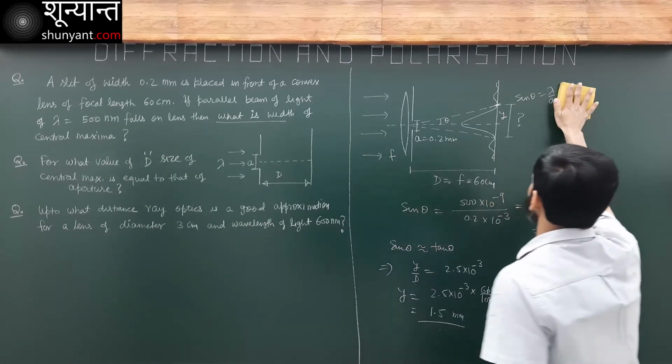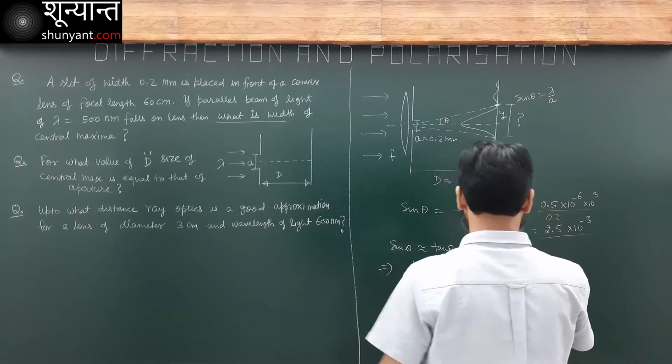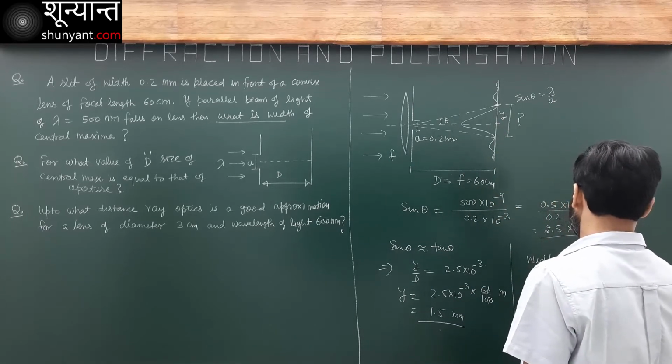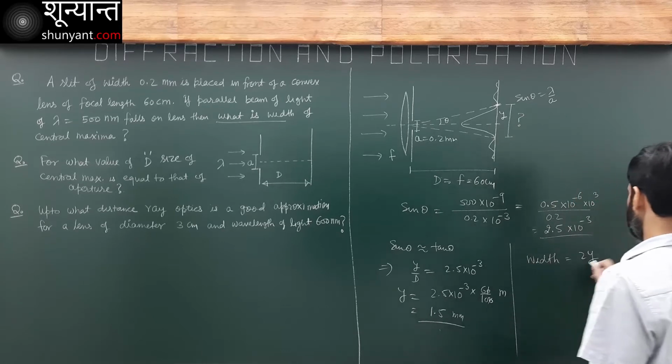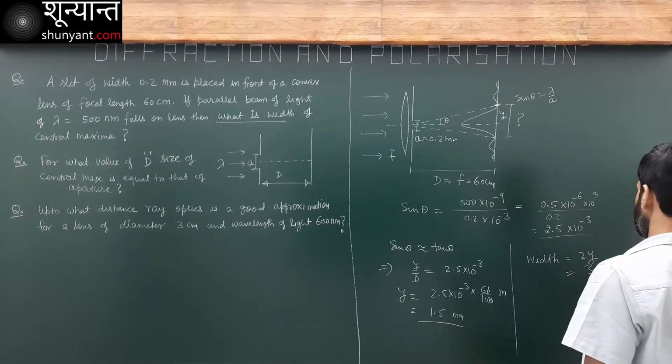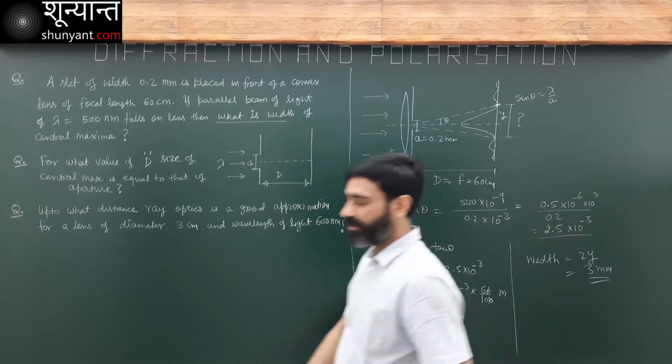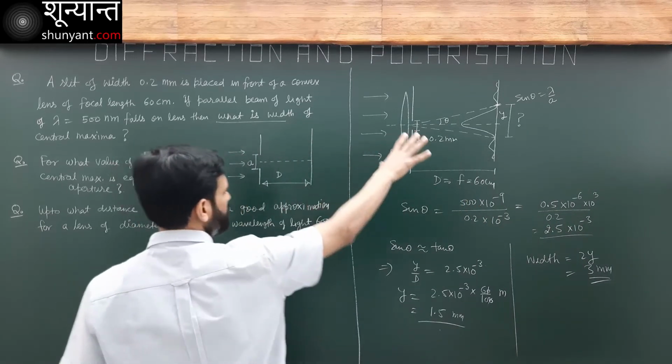Let's solve it here itself. Not this, this is only y. So what is the width? Width is equal to 2y. This will be 3 millimeters. It becomes 15 times, the spreading is 15 times.